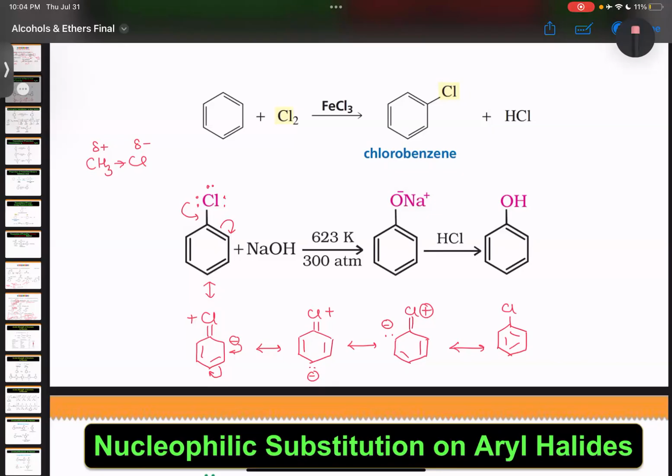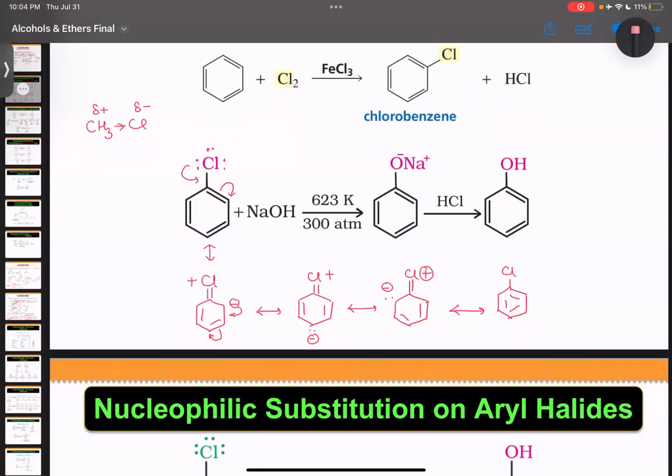So the main thing is that it is very difficult for the nucleophile to displace the Cl, because it is bonded by a double bond, a partial double bond character that you can see. Got it? So that's why, to overcome that difficulty, you need to take high temperature and pressure. Right? I hope this is clear to you.